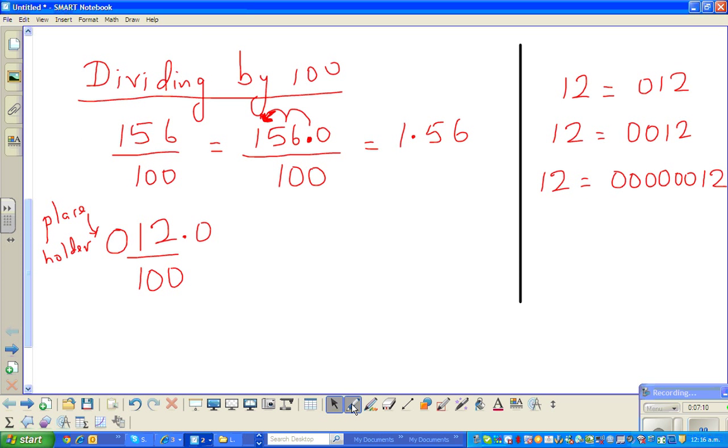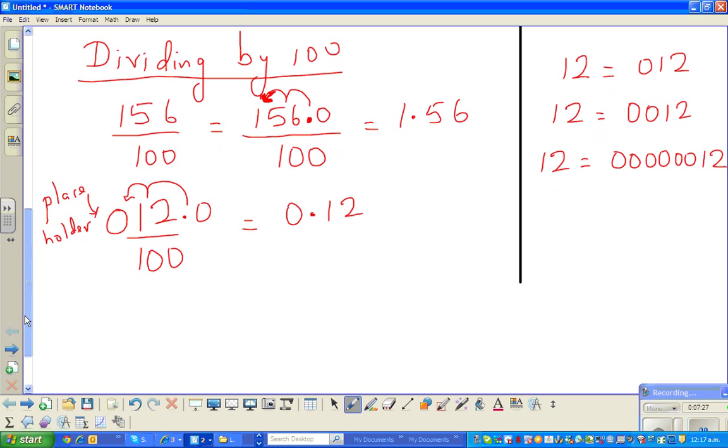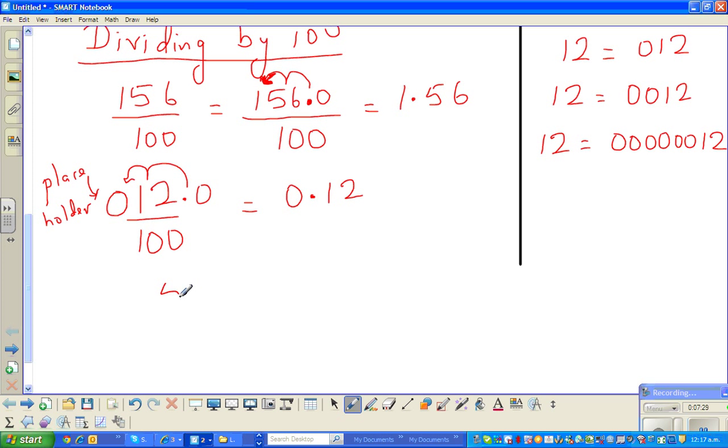So what I'm saying is this: now the decimal point can move two places to the left. So this is the same as 0.12. You don't have to write like this, but initially for those who struggle, suppose it is, say, 5 over 100. This is where people panic. What to do? You've got only one number. So 5 can be written as 5.0. Okay? 5 can be written as 5.0.